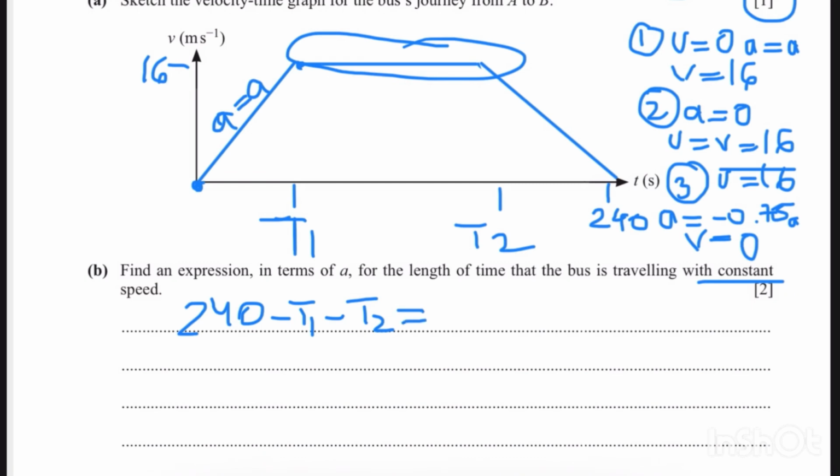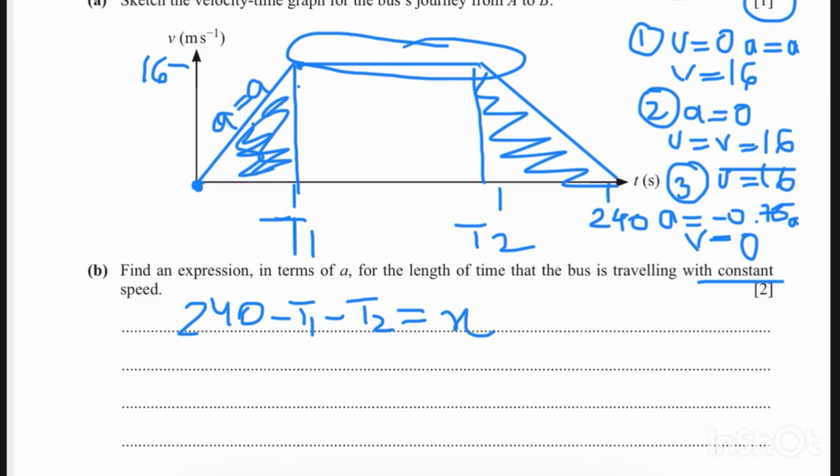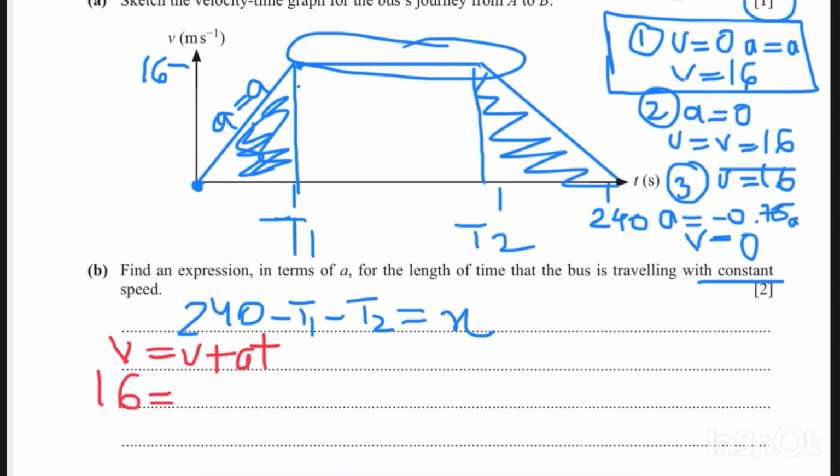And we can call the length of time the bus is traveling at a constant speed x. T1 is this part. For T1, we can use this information that we've written down, the v equals u plus at formula. The final velocity is 16 and the initial velocity is 0, plus a times t, and we call this t T1. So T1 is equal to 16 divided by a.